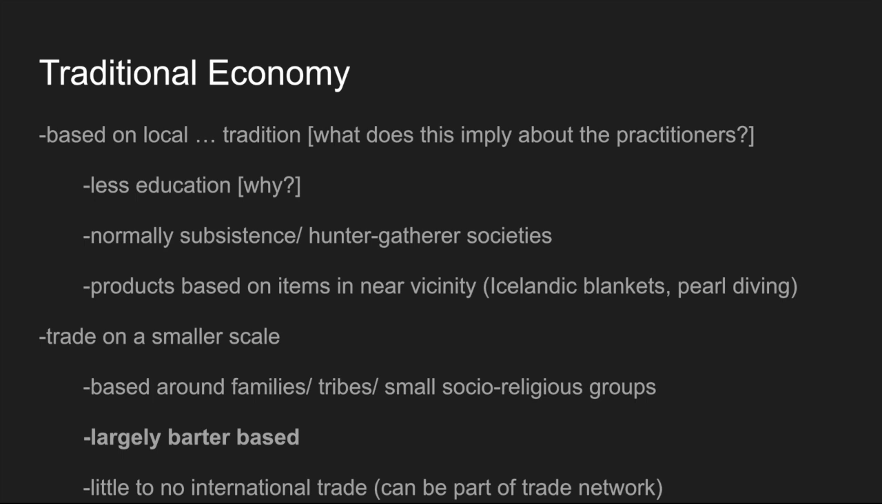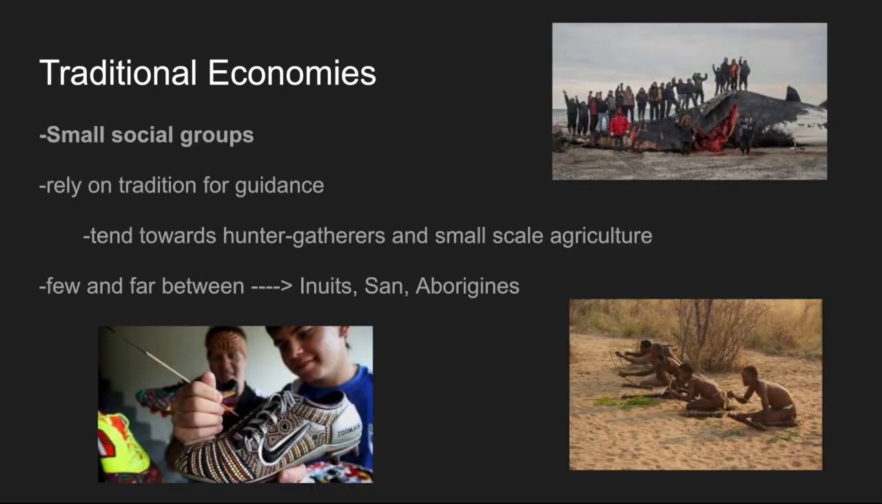So at no point are the Azerbaijanis who end up with this blanket meeting the Icelandic people, because remember, these traditional economies are relatively remote. So small social groups, relatively small numbers, tradition for guidance, tend towards hunter gathering and small scale agriculture, and there aren't many of them. You've got the Inuit up north, in Alaska and largely Canada.